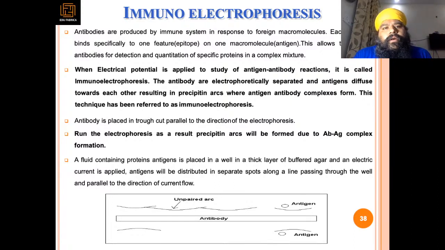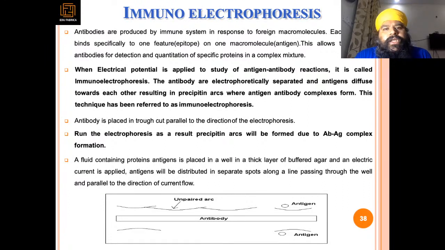Then comes, I think the last one, which is very important: immunoelectrophoresis. These are the antibodies that are produced by the immune system in response to foreign macromolecules. Each antibody binds specifically to one feature on one macromolecule, and this allows the use of antibodies for detection and quantitation of specific proteins in a complex mixture.